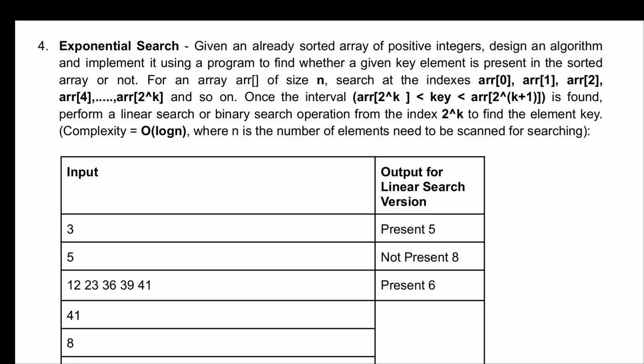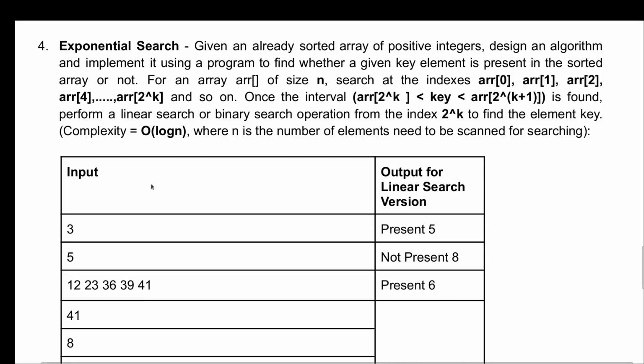What we do is start searching at index 0, then we go to 1, then 2, 4 and so on. So basically we keep on doubling the indices. Once we find the interval where the element could exist, between these two ranges, we start searching again from there. We can either use linear search or binary search.